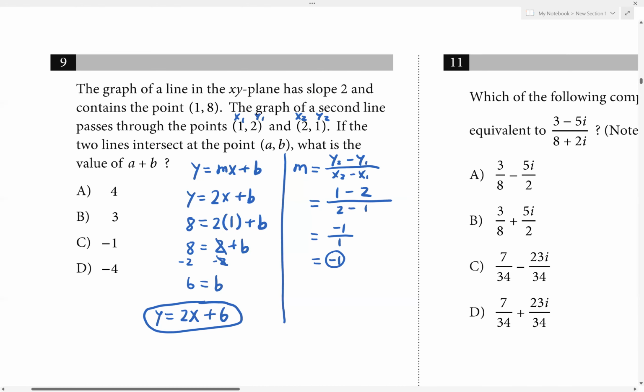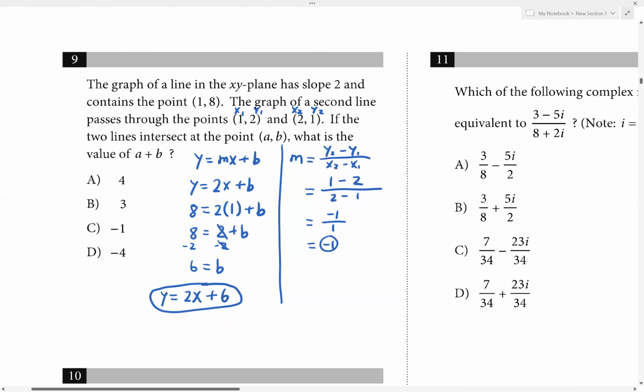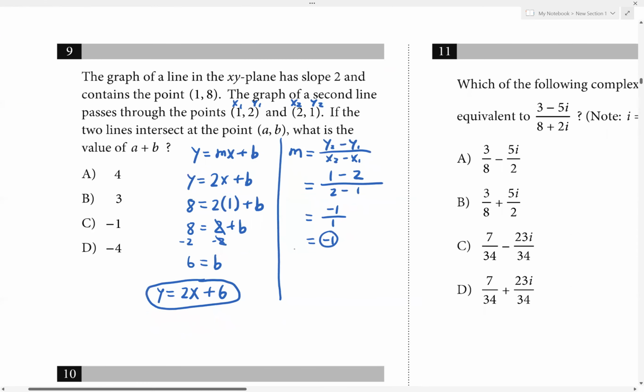Once we have the slope, we can plug it in. It'll be a similar process. We plug in the slope, so it's negative x plus b, but we don't know what b is, so we have to plug in a point again. It'll be (1, 2), and you plug it in: 2 equals negative 1 plus b, and solve for b equals 3. So the equation for the second line is y equals negative x plus 3.